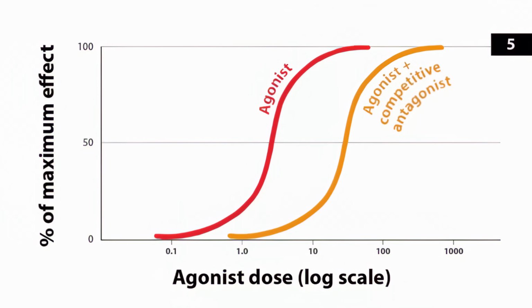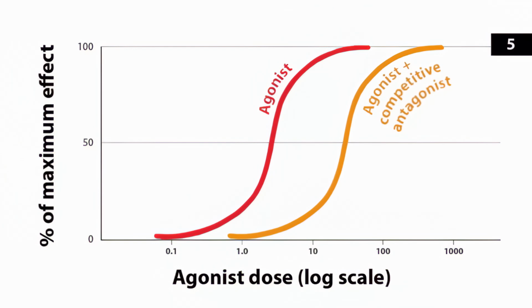If the agonist is acetylcholine stimulating a cholinergic receptor, then an example of a competitive antagonist would be atropine. So what happens when you add atropine to the system? How does that affect the dose-response curve of acetylcholine, the agonist?